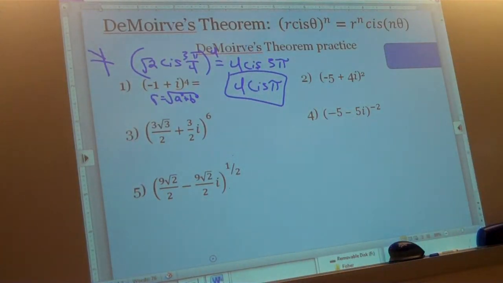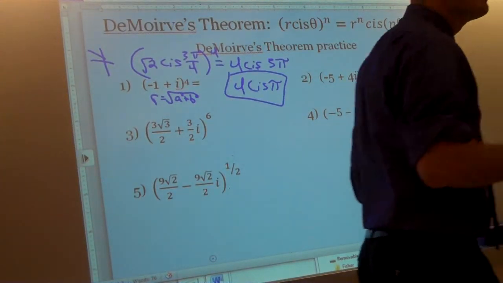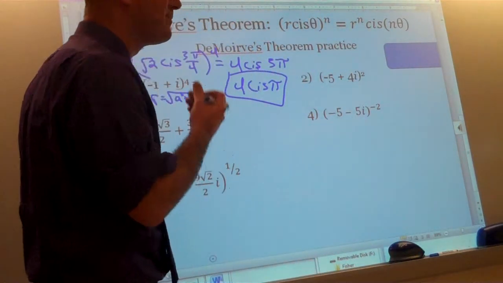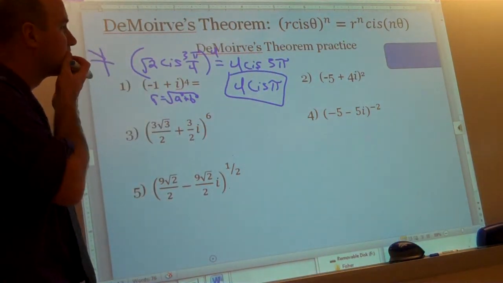Wait, how come it's not 3 pi? If you were to convert this to rectangular, it would be negative 4 plus 0i, because 3 pi is the same thing as pi. Okay, so it doesn't matter, right? No, it doesn't matter, he wants it to be 0 to 2 pi. So cosine 3 pi and sine 3 pi is the same as pi.